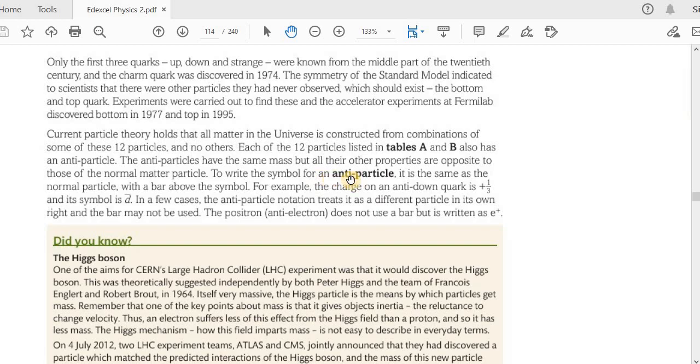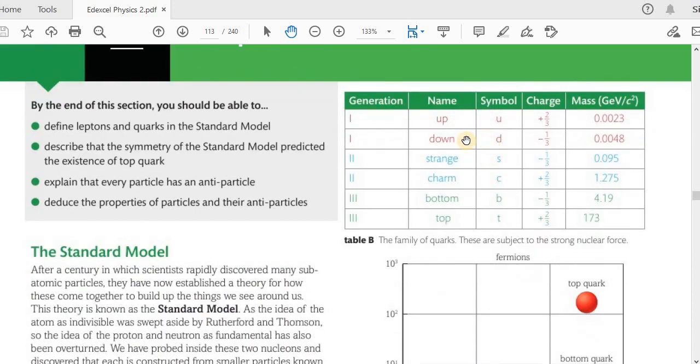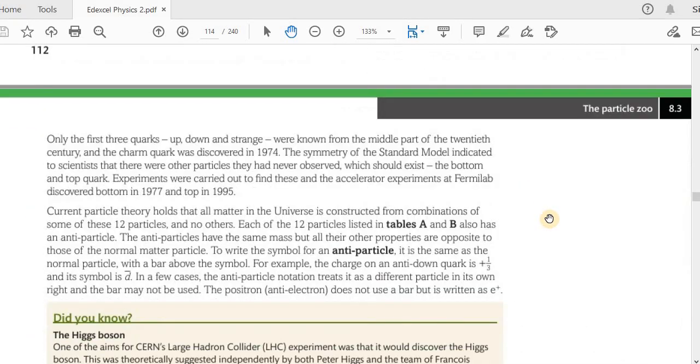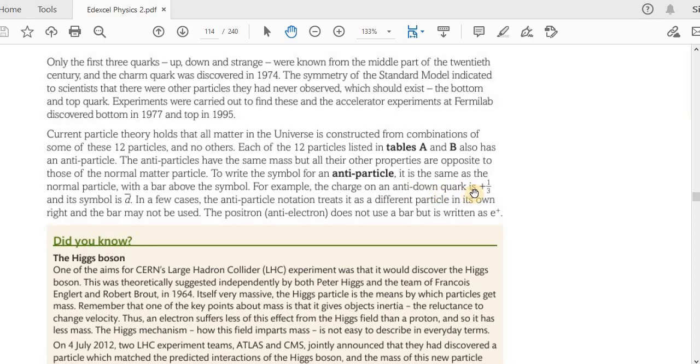To write the symbol for an antiparticle, it is the same as the normal particle with a bar above the symbol. For example, the charge on an anti-down quark is plus 1 over 3. Now remember the down quark, I told you an easy way to remember the charge of those quarks. Okay, so let's go back here. Now remember, what is that? If it's down, bottom, or strange quark, the charge is minus 1 over 3. Now what do we have here? We have anti-down quark. So that means it's plus 1 over 3, because the only thing the same for the antiparticle is the mass. Everything else is the opposite. It's not different, it's the opposite.